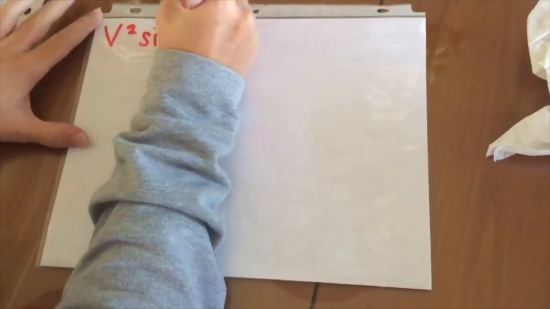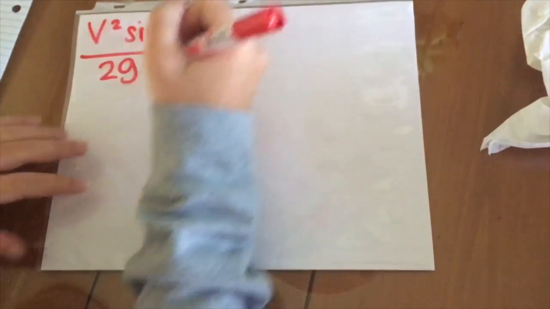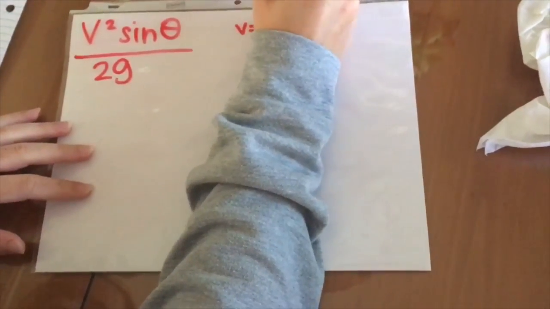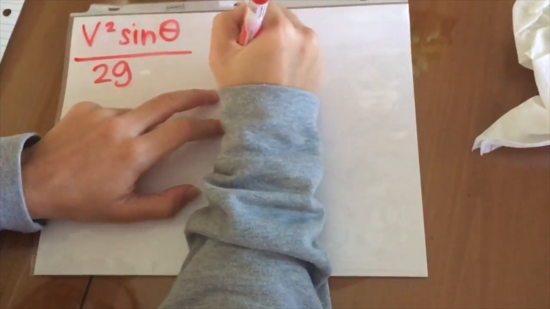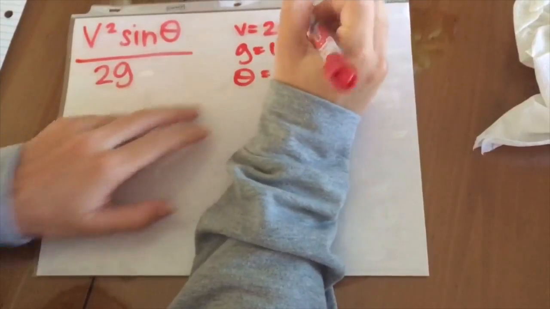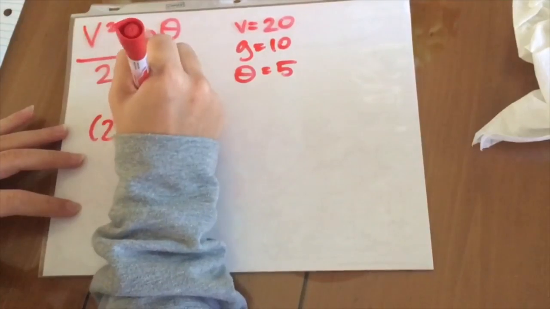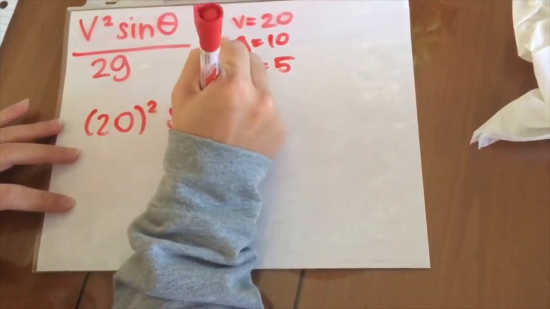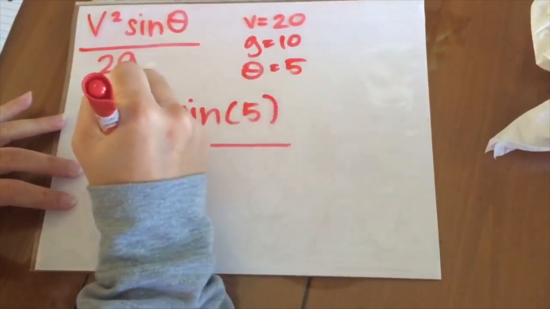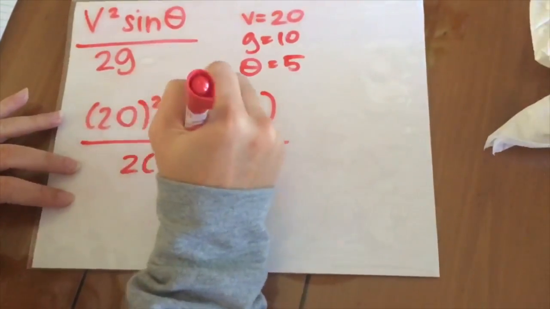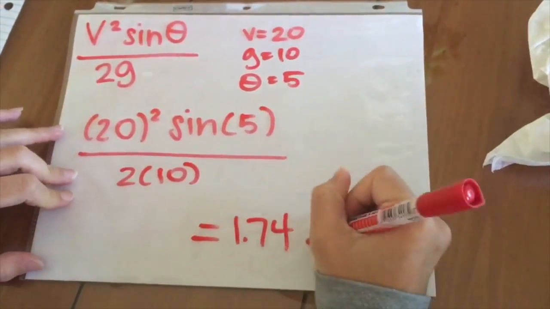To find the maximum height, you use the equation v squared times the sine of the angle divided by 2 times g. In this problem, the velocity equals 20, g is always 10, and the angle of the ball is 5 degrees. Now, you plug in the numbers, so you will get the equation 20 squared times the sine of 5 divided by 2 times 10. And you will come up with the answer 1.74 meters.